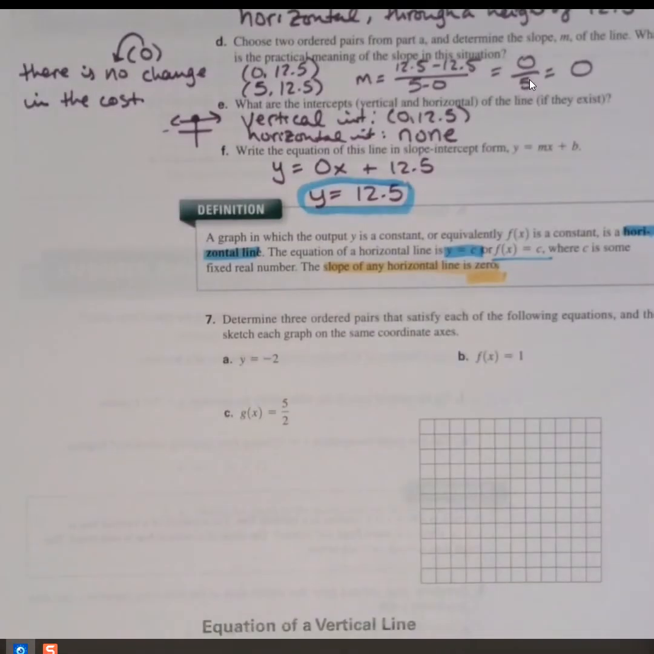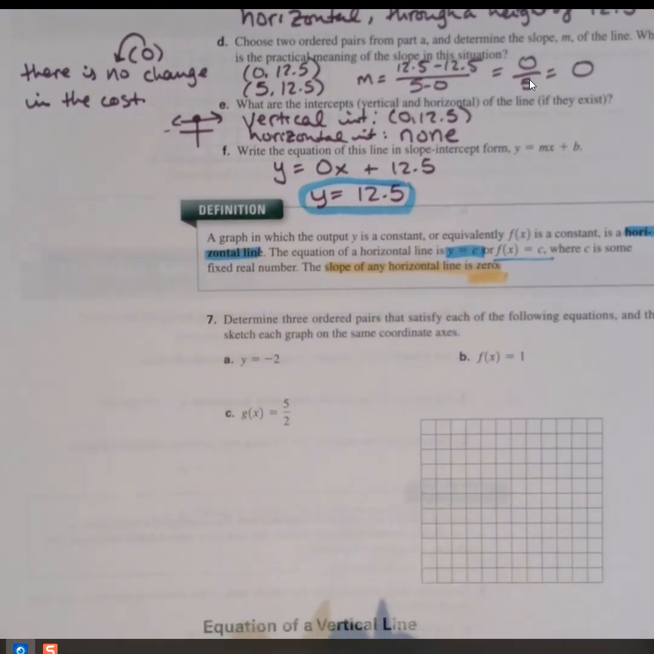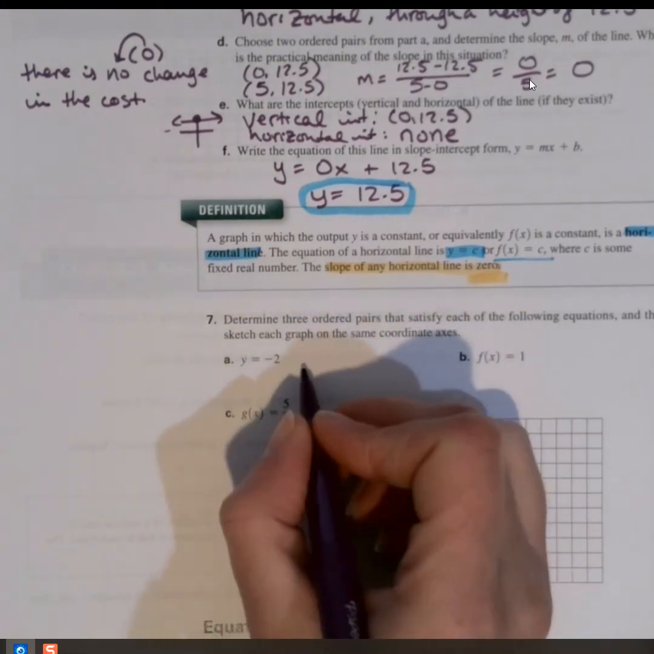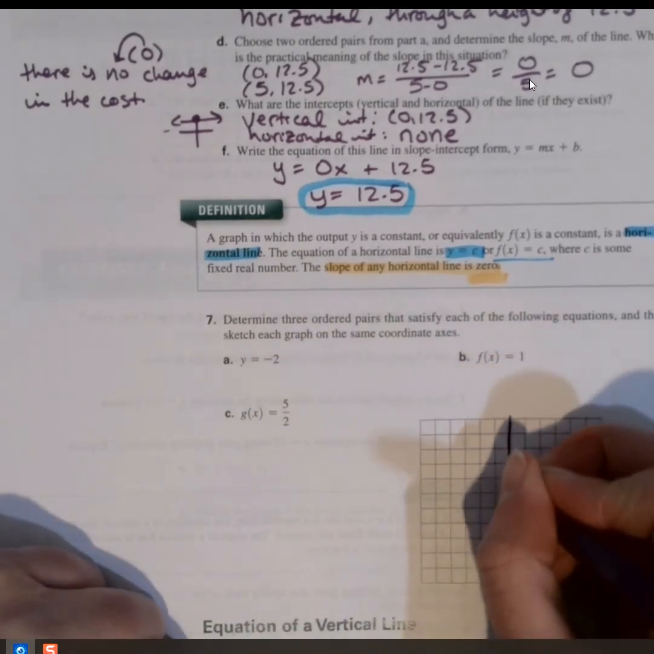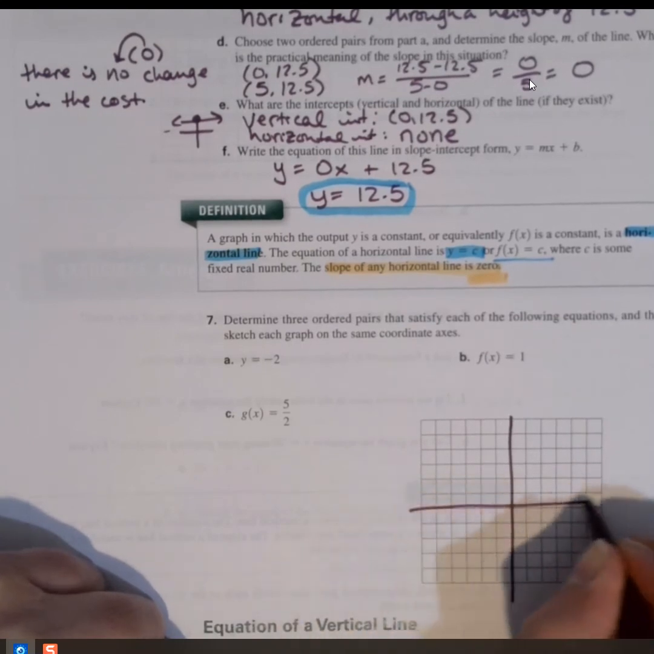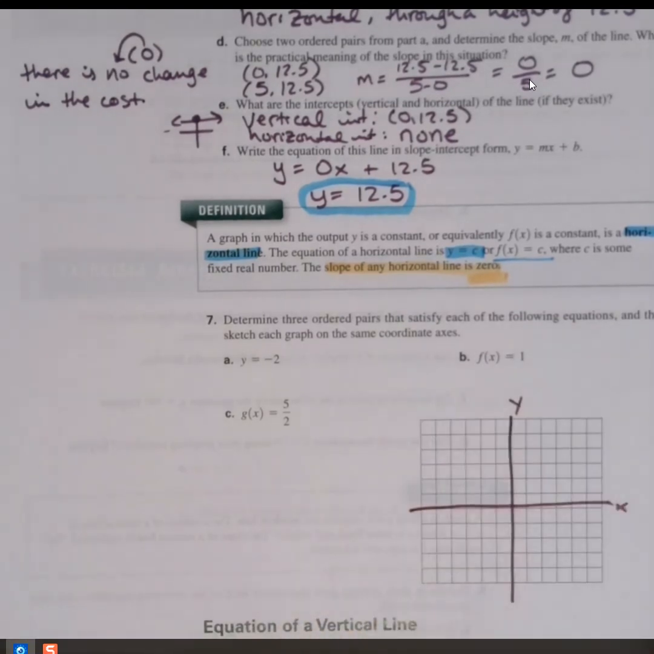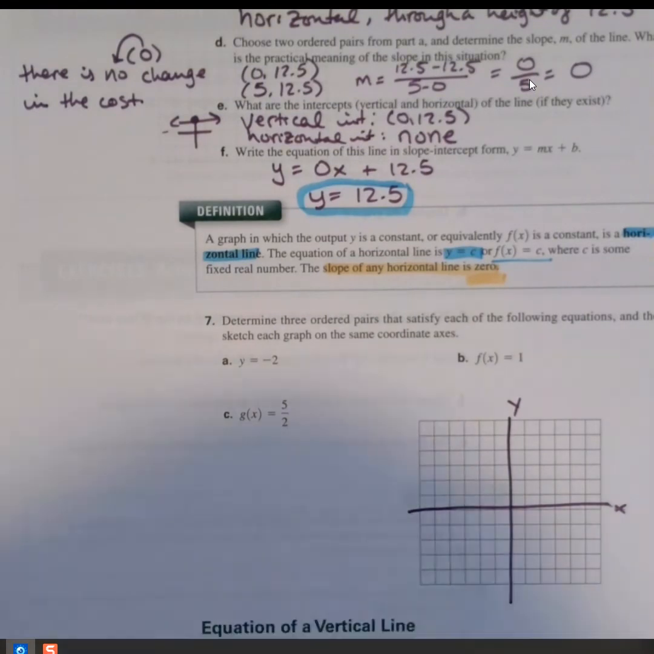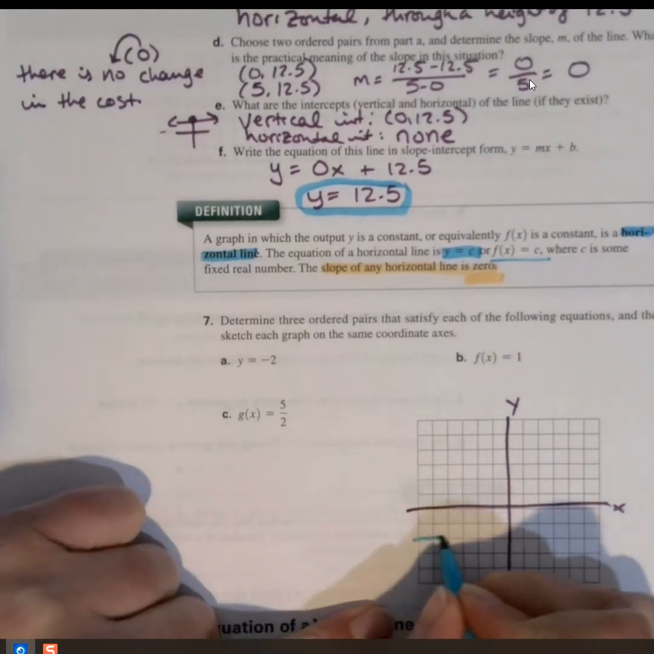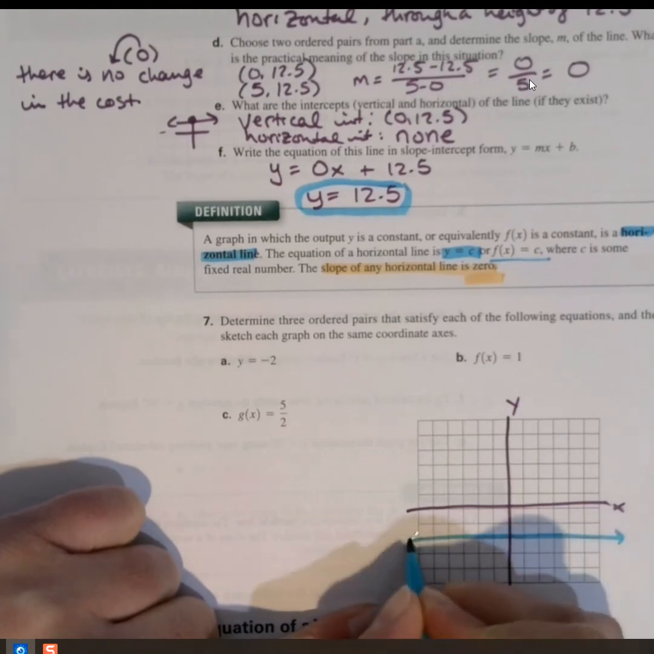So continuing on here, we are to determine 3 ordered pairs that satisfy each of the equations, then sketch them all on the same coordinate axes. All right, y equals -2. So that's the y value. That's always the y value. I'm going to draw in x and y axes here because it wasn't too specific about where it wanted me to start on this one. And I'm just going to say -2 is the height of this one. Let me use a different color than the axes. And so this graph is horizontal through -2. That's what it looks like.